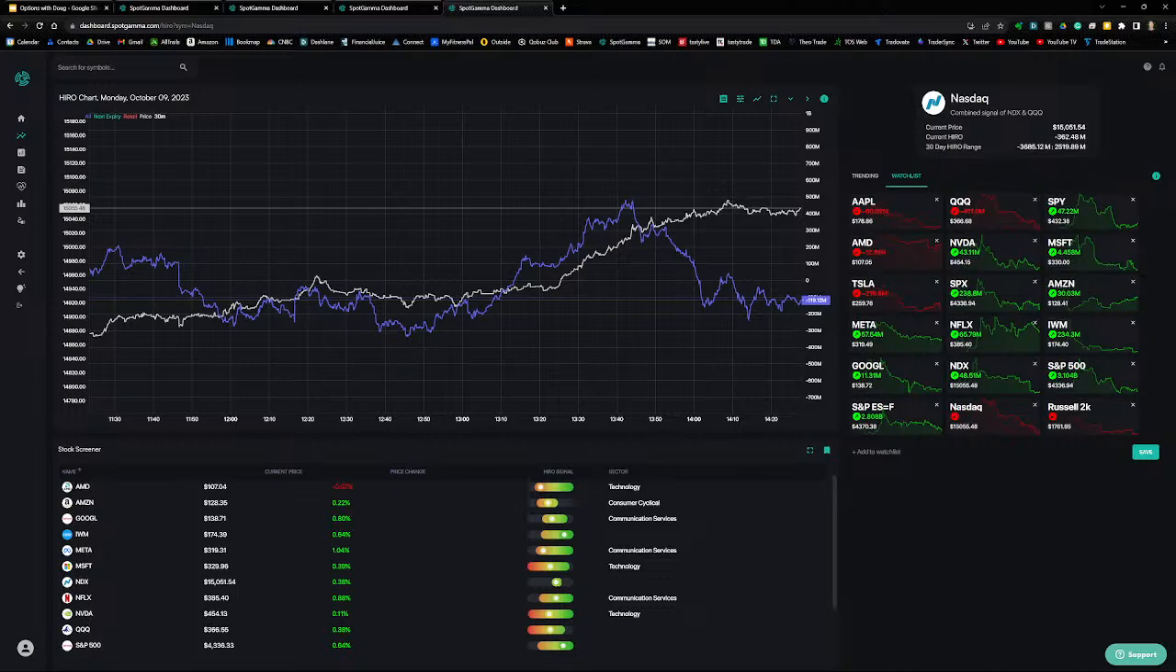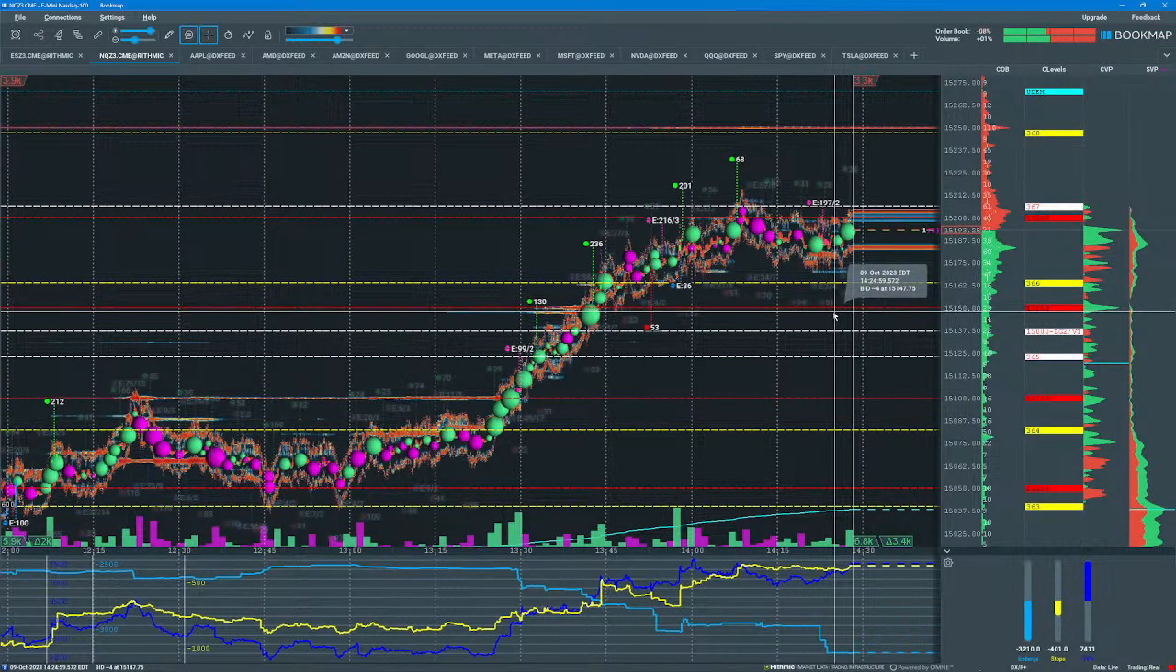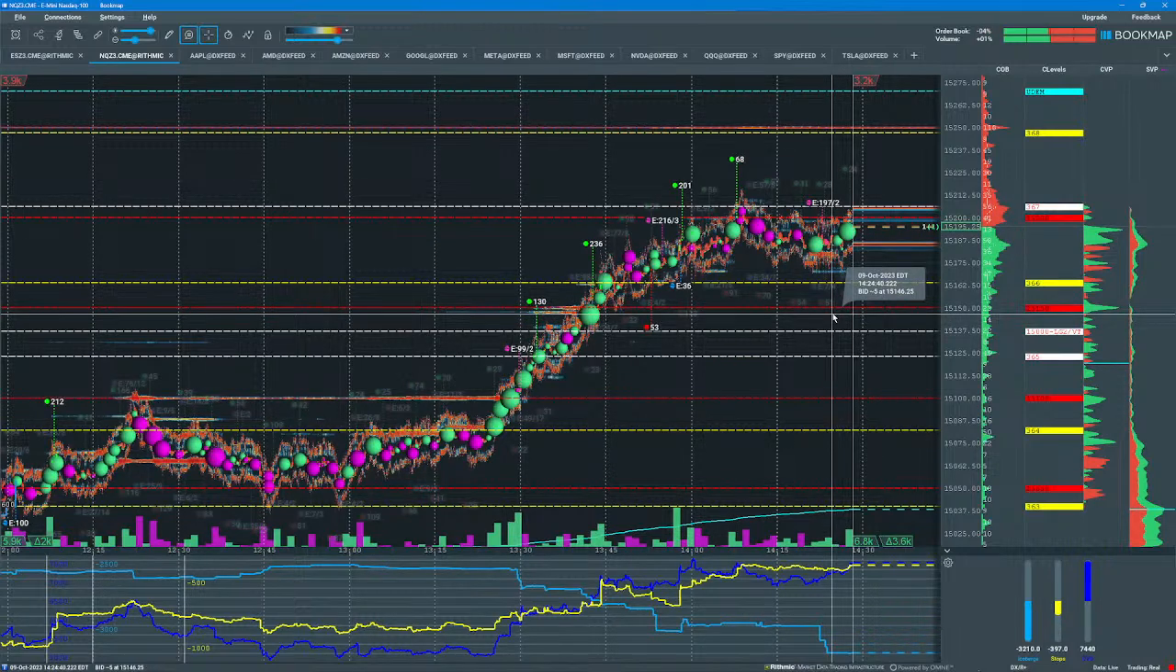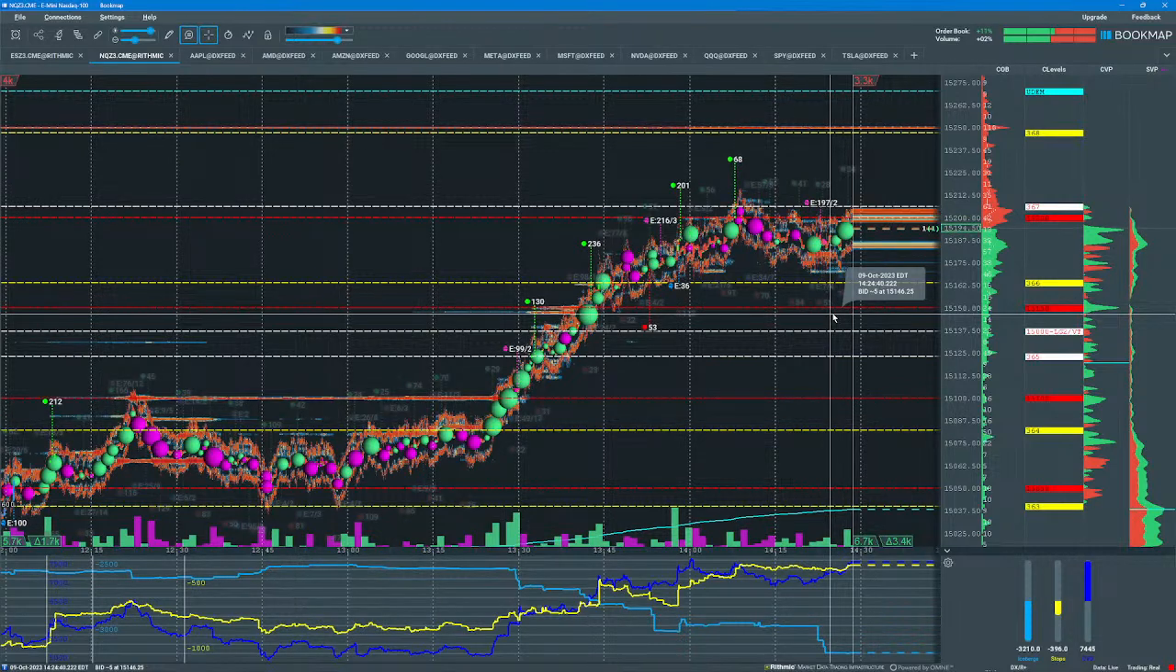Let's go back to Bookmap. I just looked at a chart of the Magnificent 7 plus AMD, and they all continue to move higher. So always remember the S&P 500 and NASDAQ are an index of stocks, and the Magnificent 7 tend to drive price a good bit of the time.